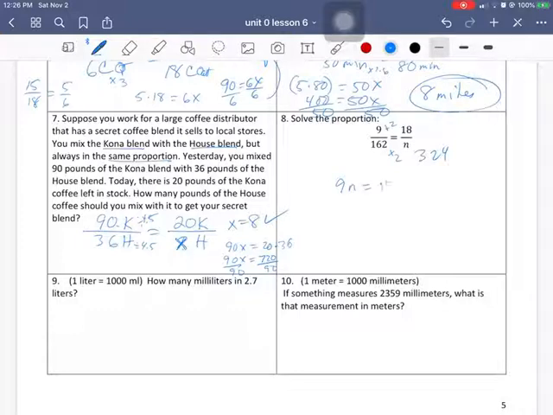9n equals 18 times 162. 18 times 162 is some big whopper number. And then divide by 9. This is the algebraic way, which you may or may not want to know yet. Okay, but it's the same way. I just made equivalent fractions too.